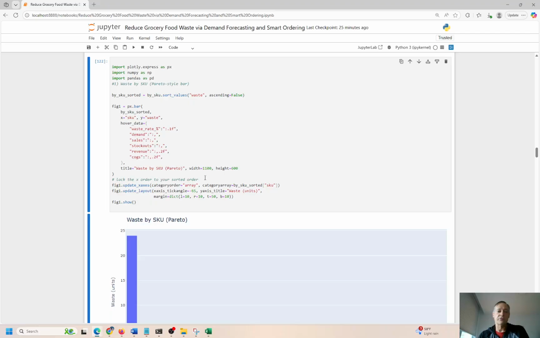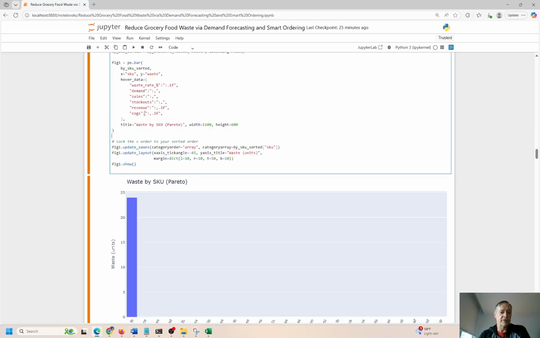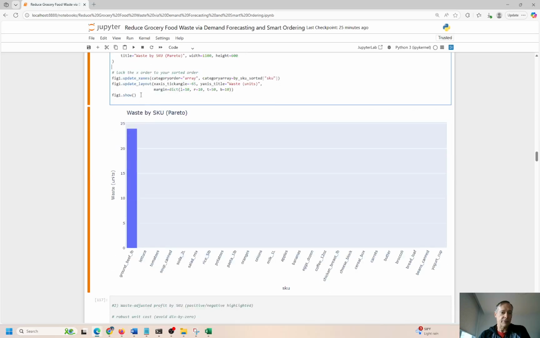I always say a chart is a picture worth 1,000 words, and a chart is a visual rendering of the data right here. So here we're looking at waste by SKU. So we saw above it's 27 units, or 24. This is 24. And we see some of the metrics behind it. I like these Plotly charts because it shows you these tooltips or pop-ups. I think they're called two different things, but it means the same thing. So you can put the mouse over it.